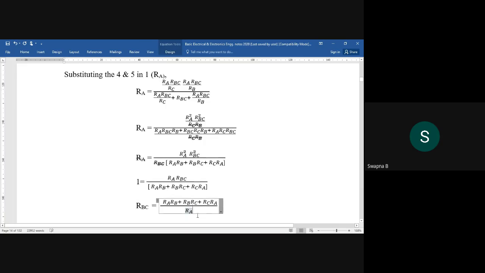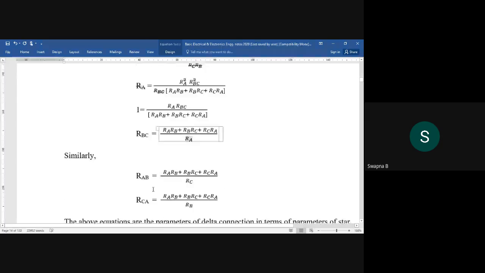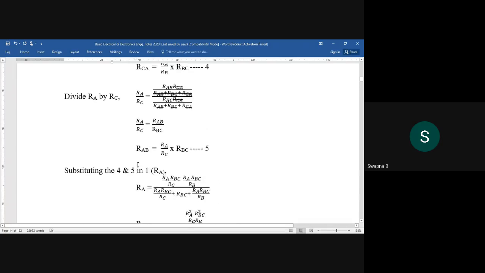Similarly, I will write for Rab. Rab means numerator will be same, Ra Rb plus Rb Rc plus Rc Ra. Here you will have AB, hence I will write here Rc. Here CA, hence I will write Rb. So this is the answer for Rbc, Rab and Rca. Okay. Similarly, if you need to derive for Rab, Rca means same thing. Here we will have answer for Rca and Rab.